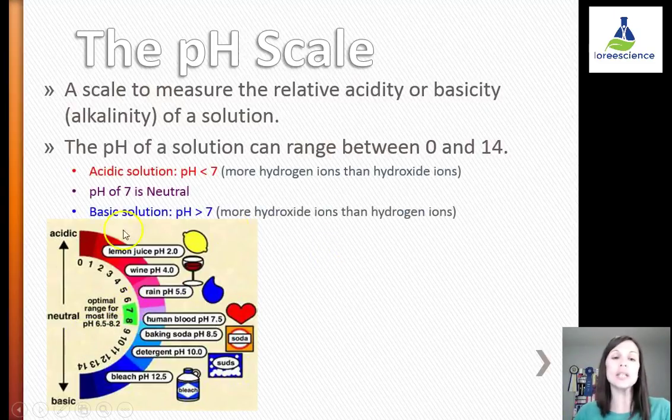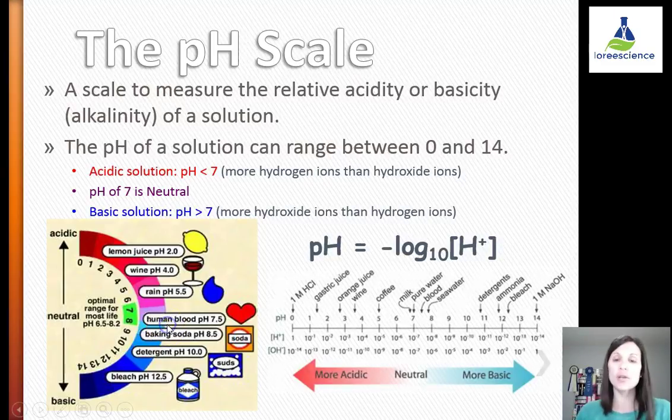If a solution is between 0 and 7, it is going to be acidic, indicating that there are more hydrogen ions than hydroxide ions. So acidic solutions have a lot more hydrogen ions. A pH of 7 means it's neutral. It has a balance, an even concentration of hydrogen and hydroxide ions. Basic solutions are anything greater than 7 and up to 14, meaning that there are more hydroxide ions than there are hydrogen ions.